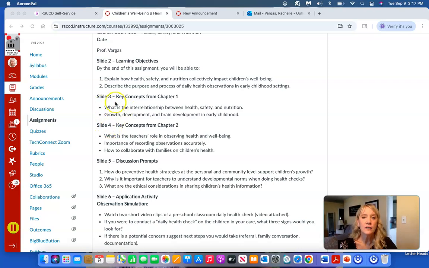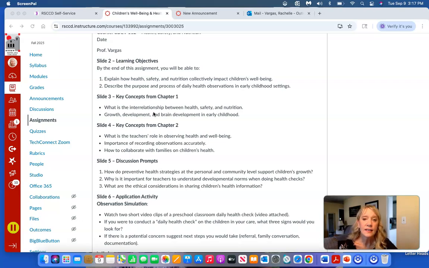On slide 3, what is the interrelationship between health, safety, and nutrition? How do they all go together from chapter 1? And growth, development, and brain development in early childhood. Why is this important? Chapter 1 tells a lot about growth, development, and brain health, and you can just do some little bullet points for that.